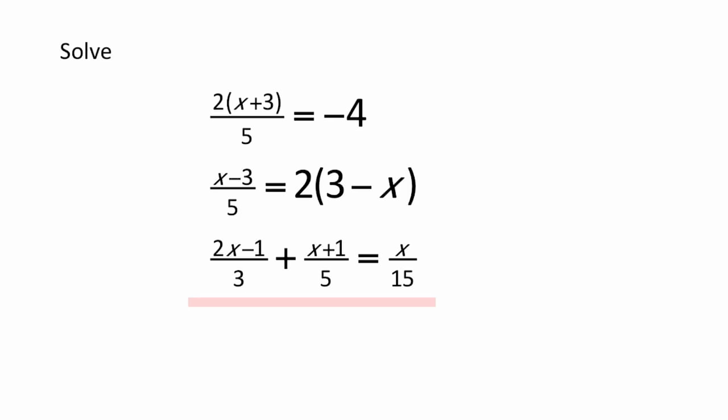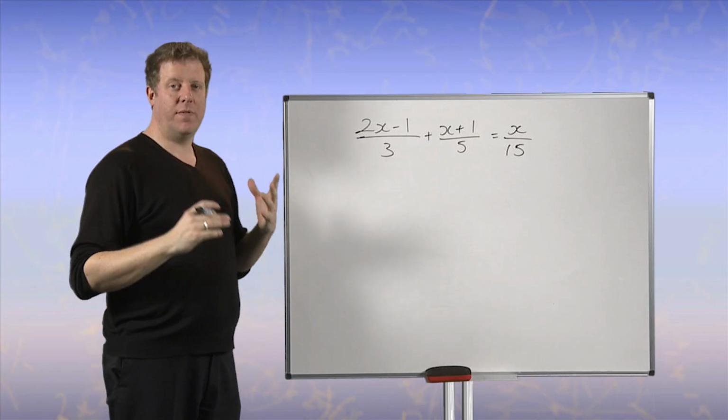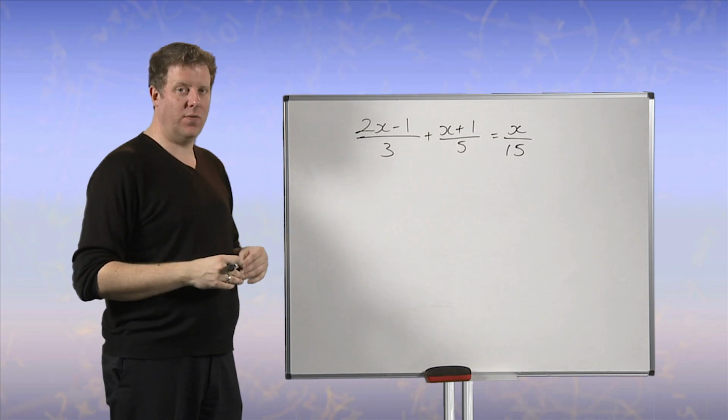So the last question we'll look at in this part will be probably one of the hardest ones you'll get. So this one is (2x minus 1) over 3 plus (x plus 1) over 5 equals x over 15. So we've now got 3 terms that all have fractions in them. So we have to be very careful about how we solve this.